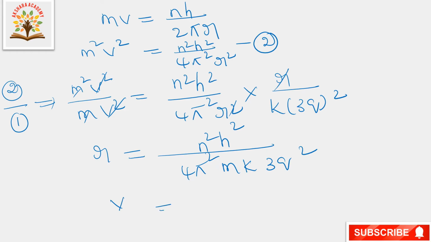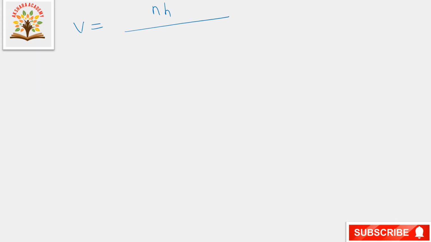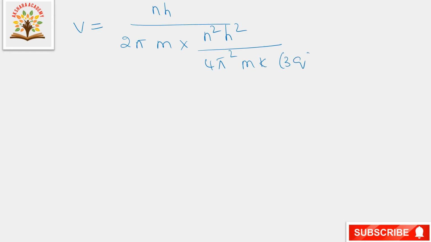V is equal to nh by 2 pi m into r. Now, substituting r value in this, we get V is equal to nh by 2 pi m into n square h square by 4 pi square m k of 3q square.